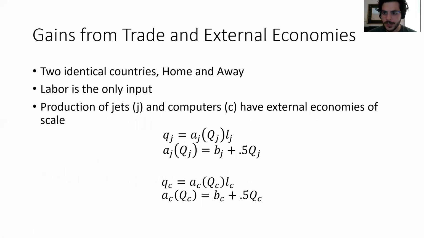So we're going to look through a quick example here, and we're going to do this in a largely non-numerical sense. So for this example, we're going to have two identical countries, home and away. They're only going to produce using labor, and there's two sectors, jets and computers. Both have external economies of scale, and production is going to have this same type of linear firm level production, but economies of scale at the market level in both sectors.